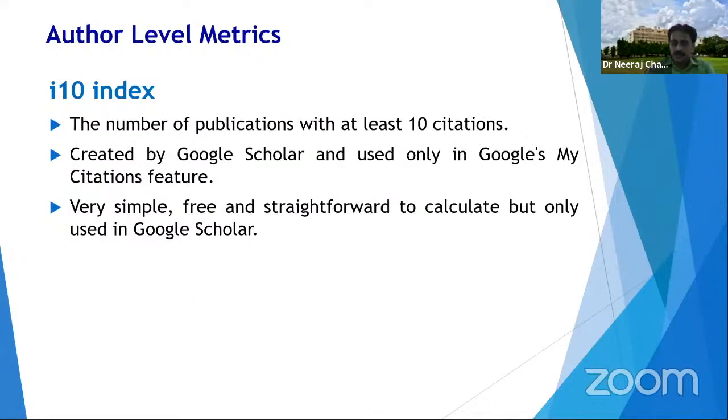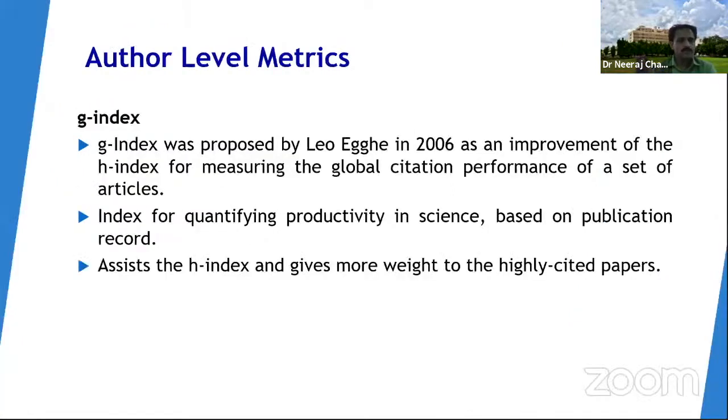The i10 index is another metric which is used by Google Scholar. So how is it calculated? It is the number of publications which have at least 10 citations. You sort out all the publications which have 10 or more citations, and that would be your i10 index. It is created by Google Scholar automatically, and it is in Google's My Citations feature as well. It is very simple, free and straightforward to calculate, but it is only used in Google Scholar. It is not used by other tools. The i10 index is calculated only by Google Scholar.